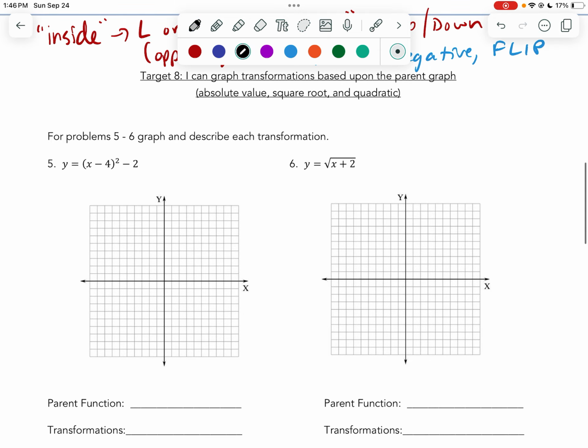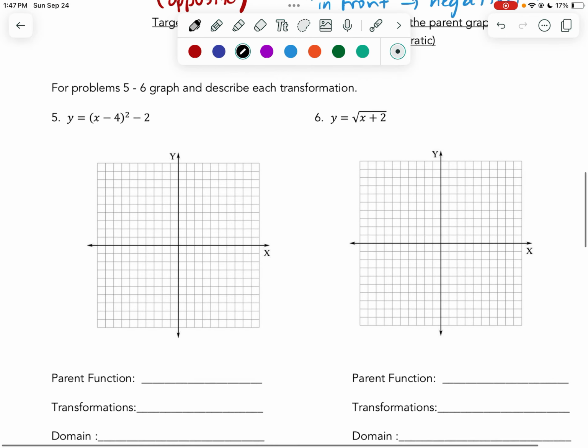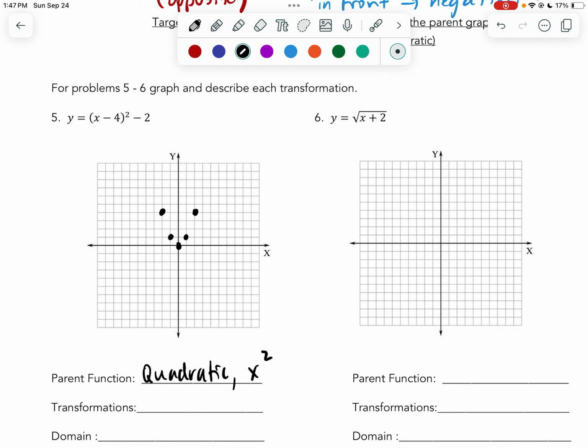So I'll just tell you on your summative, just like you did on the regular one, on the retake, the parent function will be drawn on your graph. So this one, since I see a squared, this is a quadratic, which is x squared. This will be given to you on your test. Okay, so it looks like this. That's my parent.